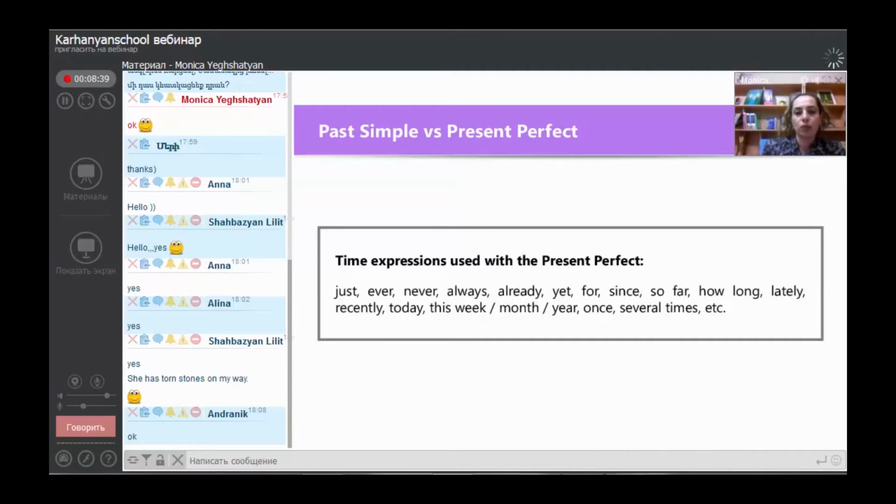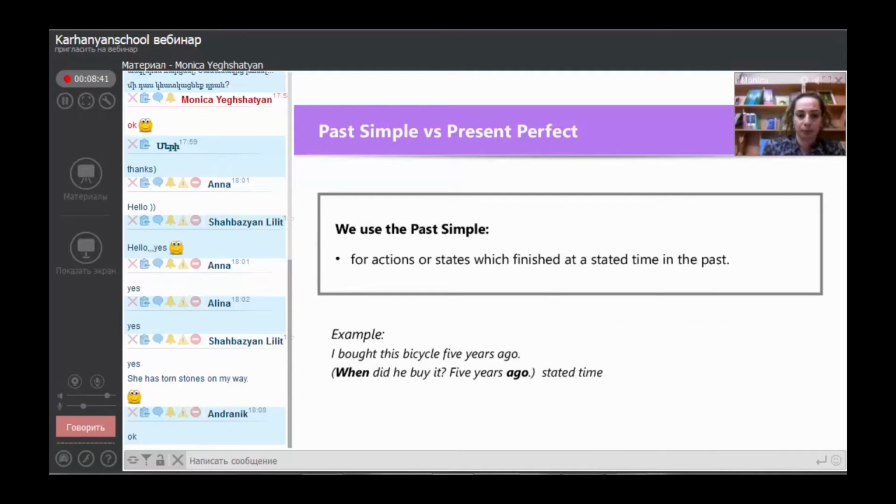Now let's move to past simple. When do we use past simple? For actions or states which finished at a stated time in the past. We know when. For example, I bought this bicycle 5 years ago. We can ask when. When did you buy it? 5 years ago.